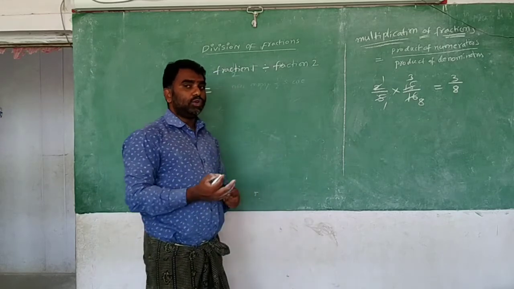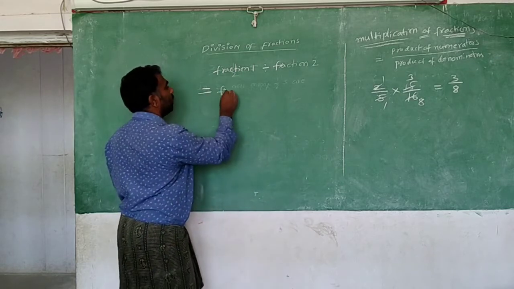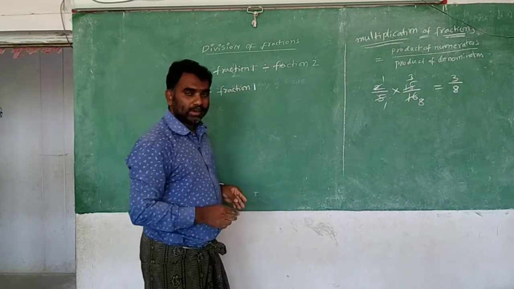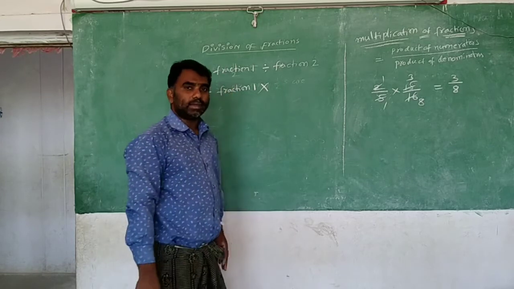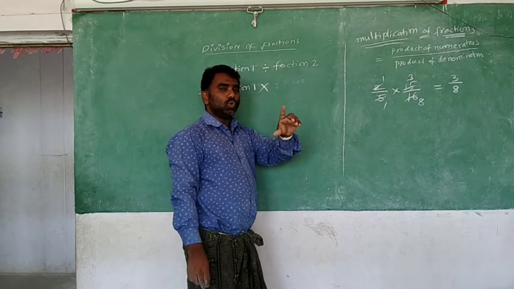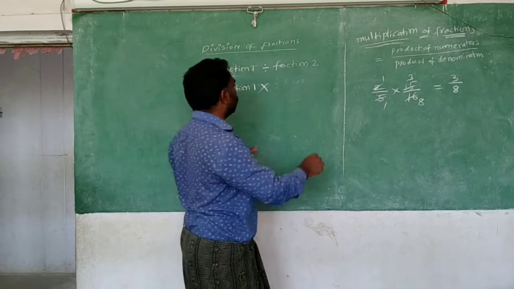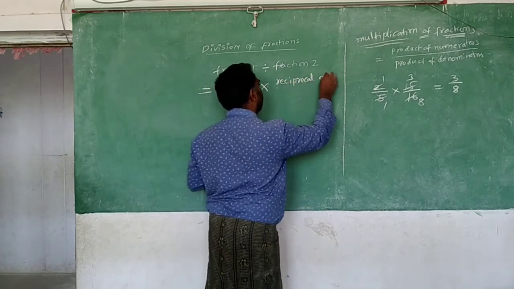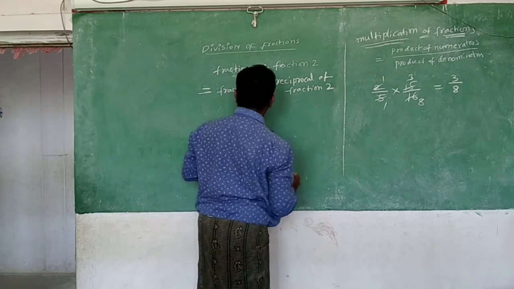For that, what we do, you know, we will write fraction 1 as it is. Then you will change the division symbol into a multiplication symbol. Then after that, we will take fraction 2, not as it is. We will write the reciprocal of fraction 2. Maybe you got a doubt here.